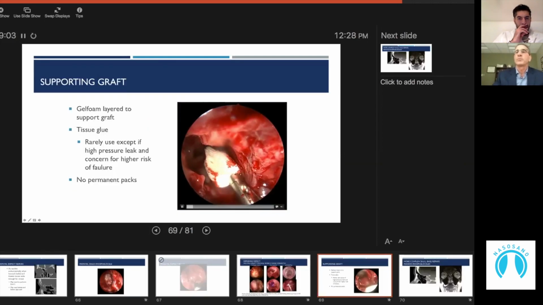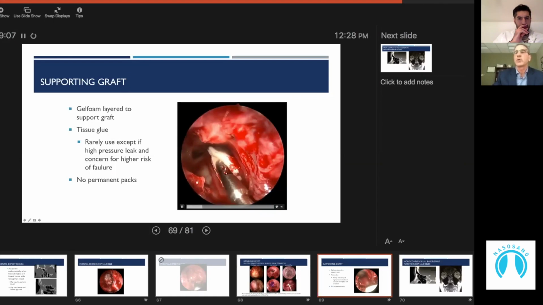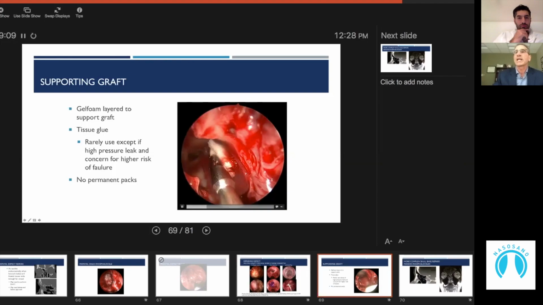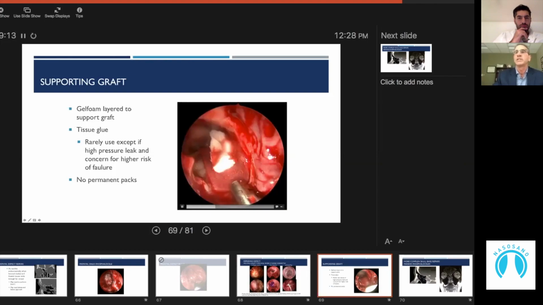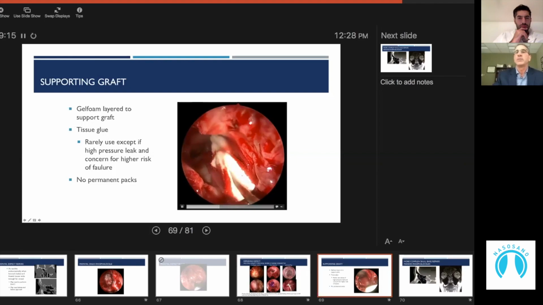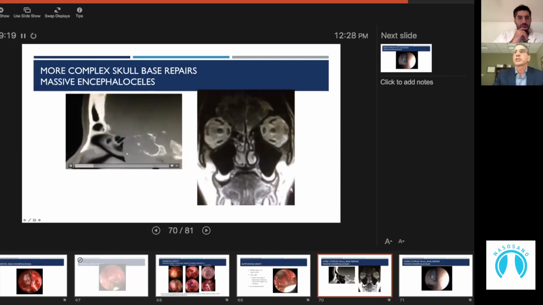And of course, putting the graft in is important, but keeping it there is even more important. So that's why we need to be careful with our packing material. I use Gelfoam in small pieces that I place in the center of the graft and then work out and then put multiple layers to keep it in place. So just a couple more slides.